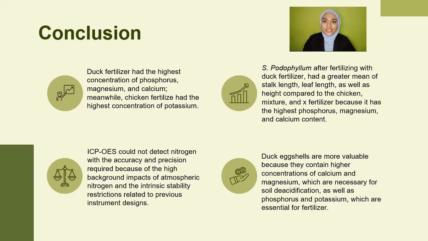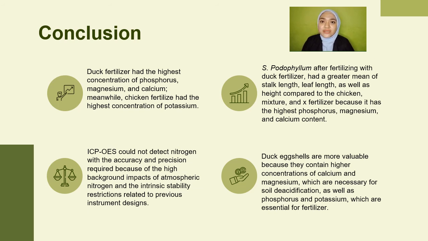In conclusion, organic fertilizer were produced from chicken, duck, and mixture eggshell collected from household wastage, restaurant, and fast food industry. Based on the result, duck fertilizer had the highest concentration of phosphorus, magnesium, and calcium. Meanwhile, chicken fertilizer had the highest concentration of potassium. However, ICP-OES could not detect nitrogen with the accuracy and precision required because of the high background impact of atmospheric nitrogen and the intrinsic stability restriction related to previous instrument designs.